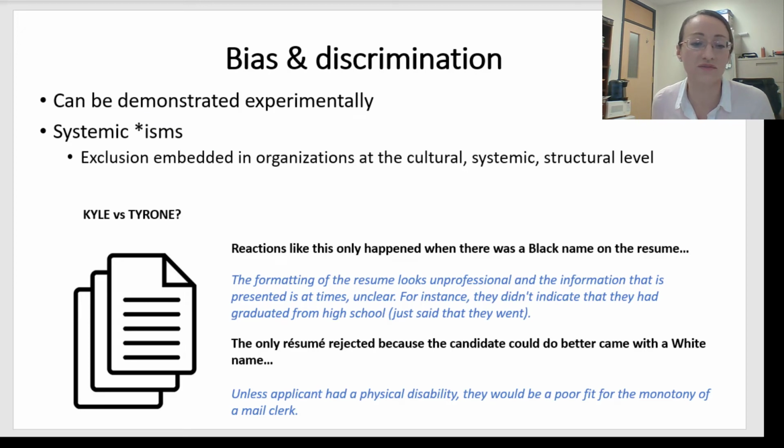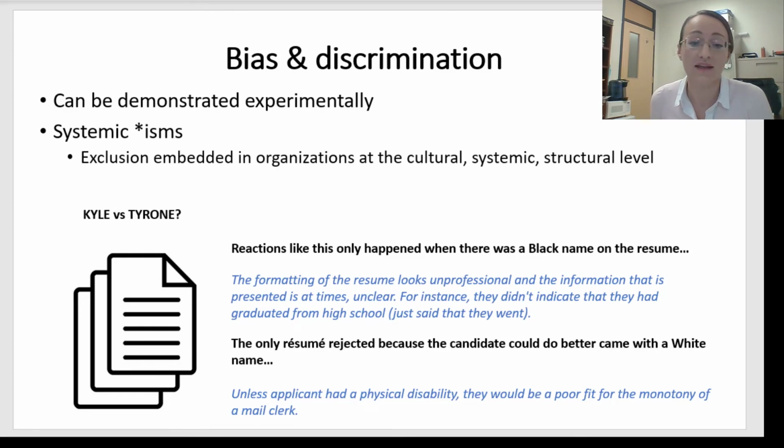Bias against certain groups exists and can be demonstrated experimentally. When researchers take identical resumes and put a white-sounding name, like Kyle, or a black-sounding name, like Tyrone, on the resume, or have carefully trained white or black actors go out to apply for real jobs, the white actors and the resumes with white names get more callbacks or job offers, about 50% more. Research from St. Mary's University found that only the resumes with black names were picked on for their writing and formatting, even though they're the exact same resumes that we used with the white names.